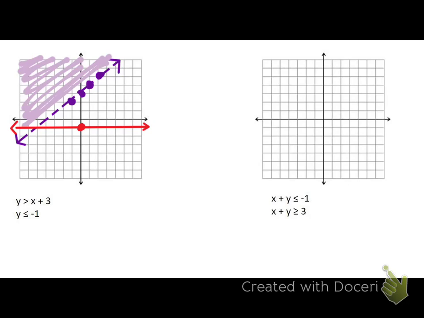And then the next part I check, it says y is less than. So do I shade above or below? Below. Do they overlap anywhere? Yeah. Just an itty bitty spot, right?